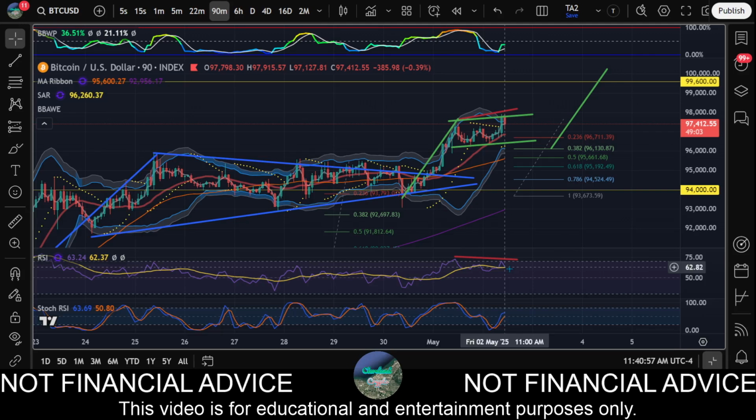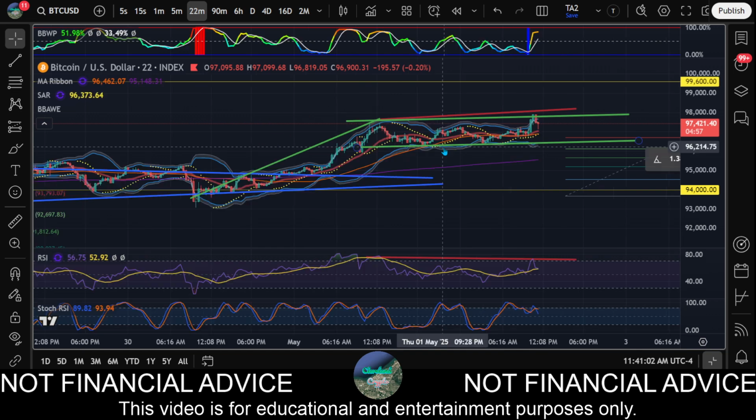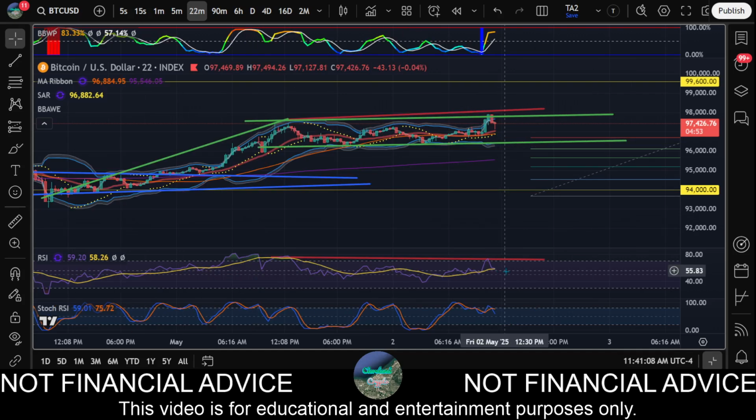Let's take a quick peek at the 22-minute chart just to see where things are here. Well, here the Stokes are pointing down. Same thing with the RSI. It looks like it wants to turn around, wants to bounce off of that signal line, but that doesn't mean that it will, especially with the stochastics pointing down in their oscillation.